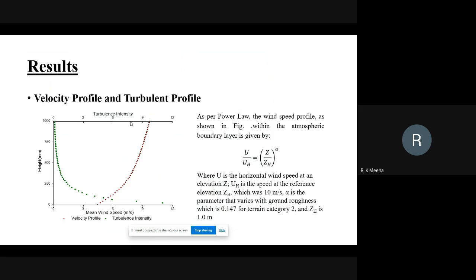As we can see, the turbulent intensity is up to 12%, and this is for terrain category second, which we have considered in this study. The green one is the velocity profile, and this is according to the power law. The power law is provided for atmospheric boundary layer flow, because above that the free stream velocity is achieved at 1 meter. We have provided this, and we can validate it. Alpha is the ground roughness, which is different for different terrain categories. It varies between 0.133 and 0.167. For our study, we have considered 0.147.